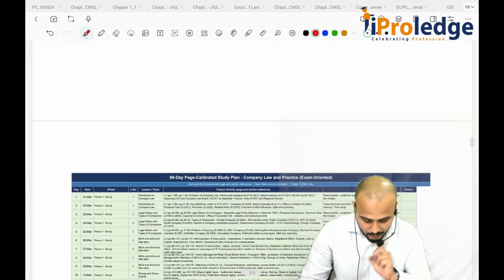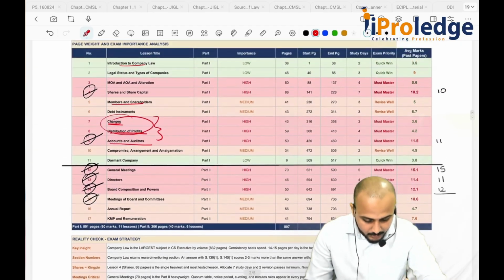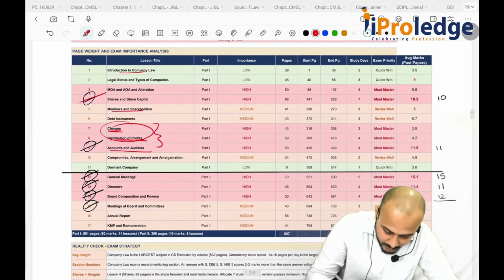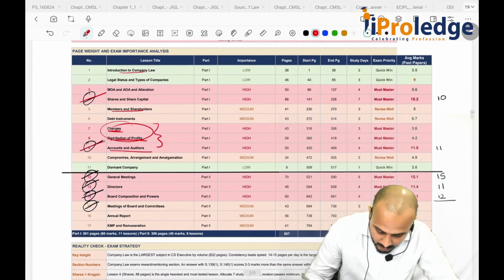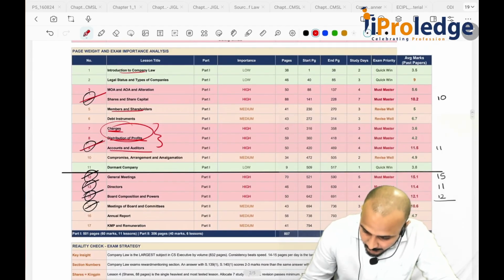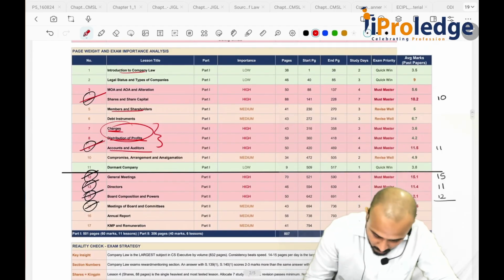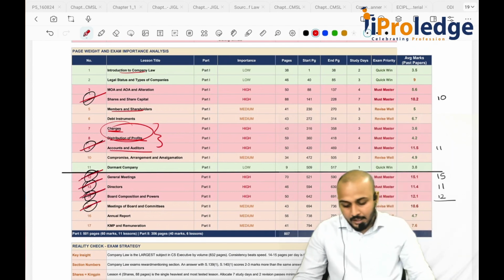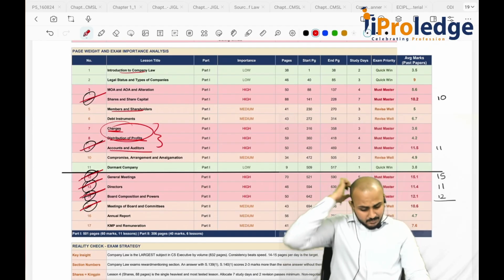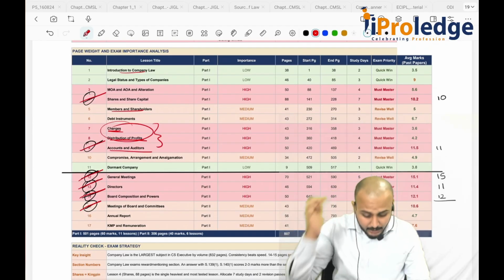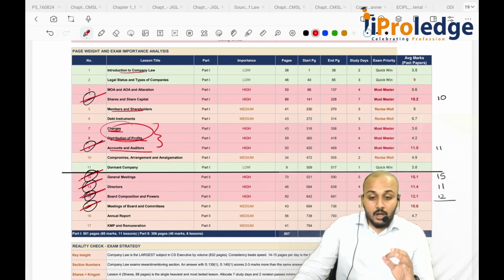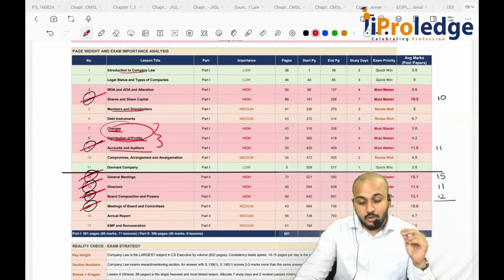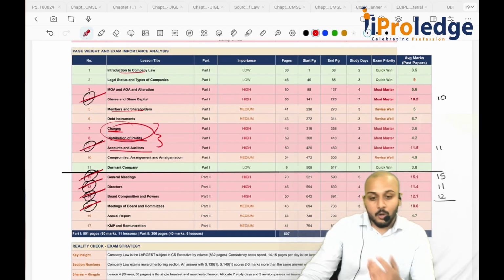I hope you got a fair idea about which chapters you need to focus on. Of course, share and share capital, then accounts and auditors, then comes your part B: general meetings, directors, board composition, and meetings of board and its committees. These are the chapters that you need to focus on thoroughly and make sure that you are perfect with, so that it will help you score better marks.